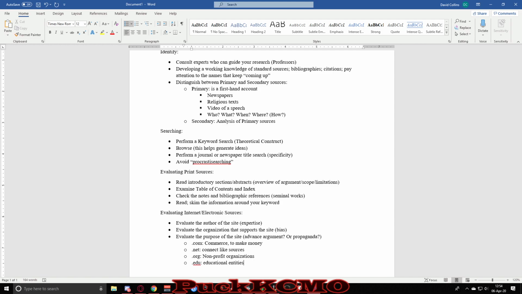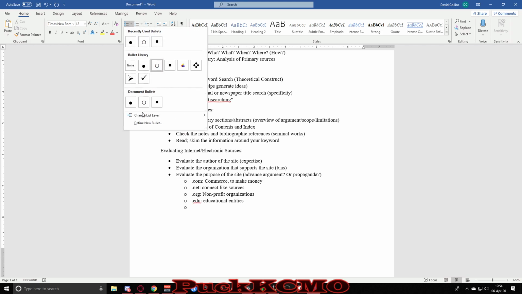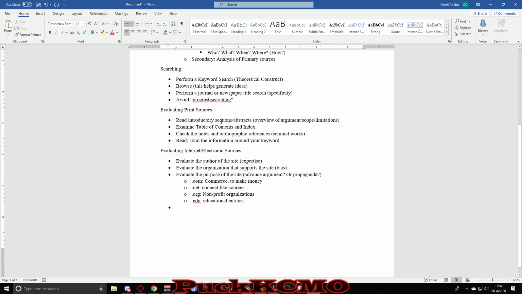So that's the key to that little thing right there. All right, I'm going to scroll up a little bit and then change this back out. Okay. The next thing we want to do is evaluate the information on the site.